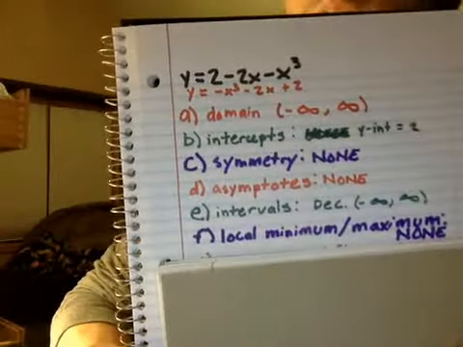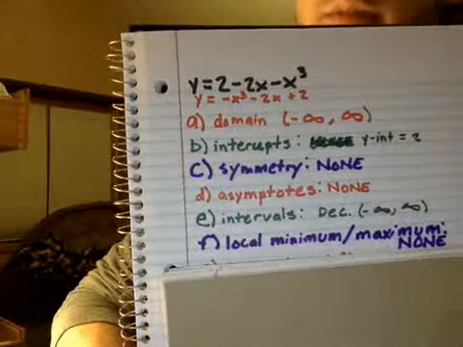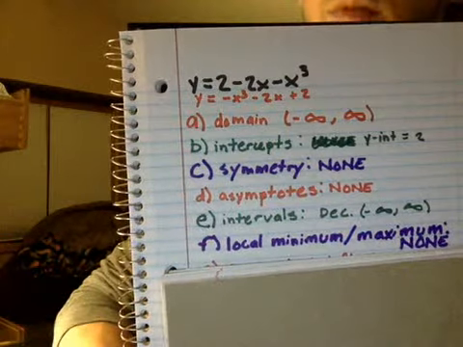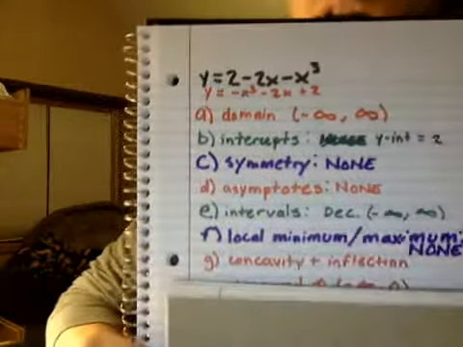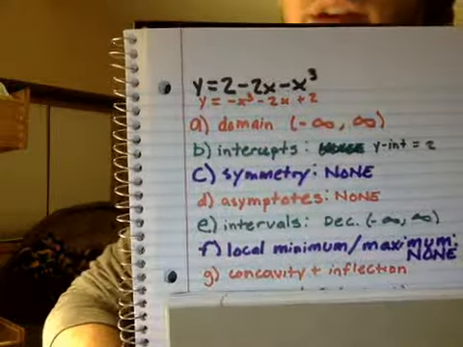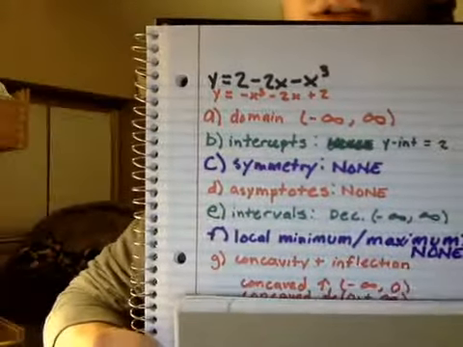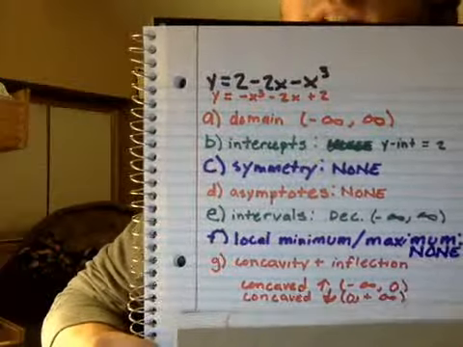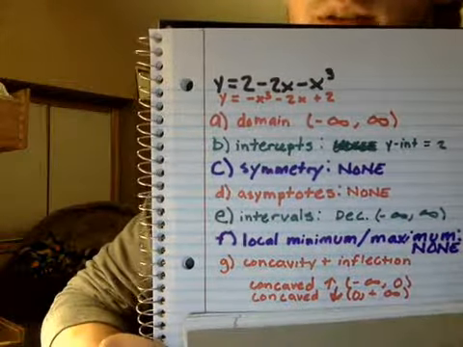Find the local min and max. There are none, because it just goes on to infinity in both directions. And find the concavity and points of inflection. So it's concave both ways, as it will make sense when we graph it.